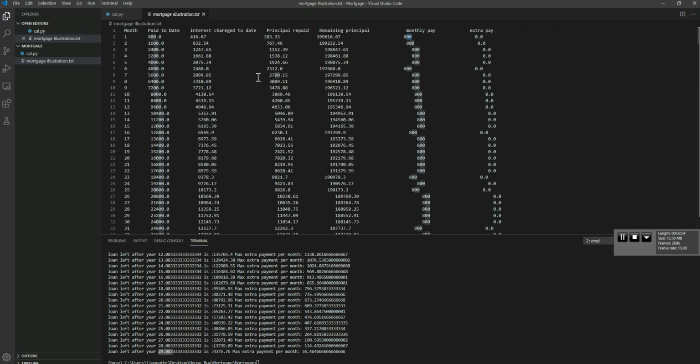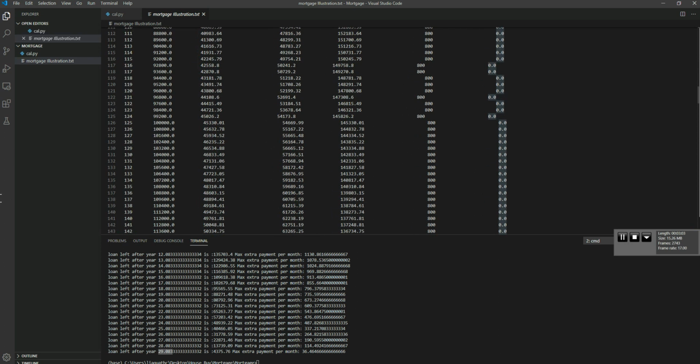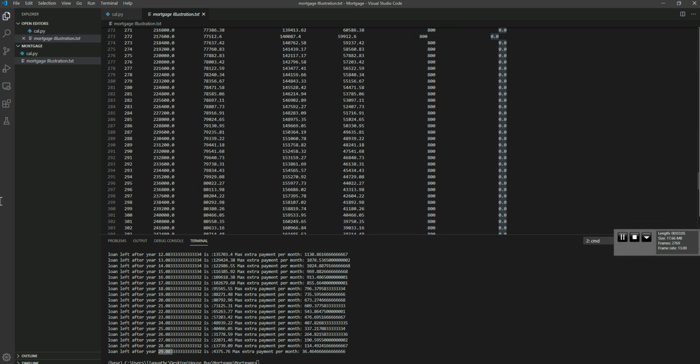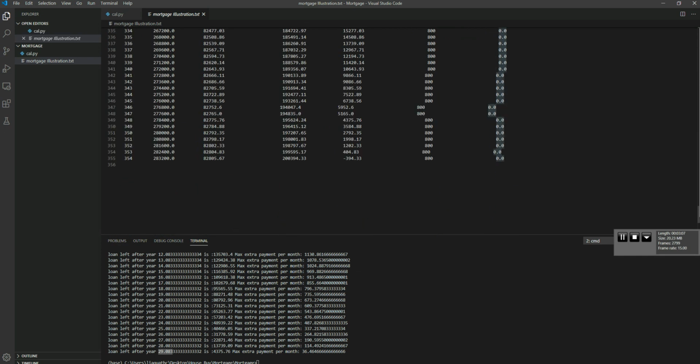So I'm also calculating the monthly amount we are paying here, and then the extra pay. As you can see, this is zero for now. So what's happening? It will continue until month 354, which is about 30 years, of course.